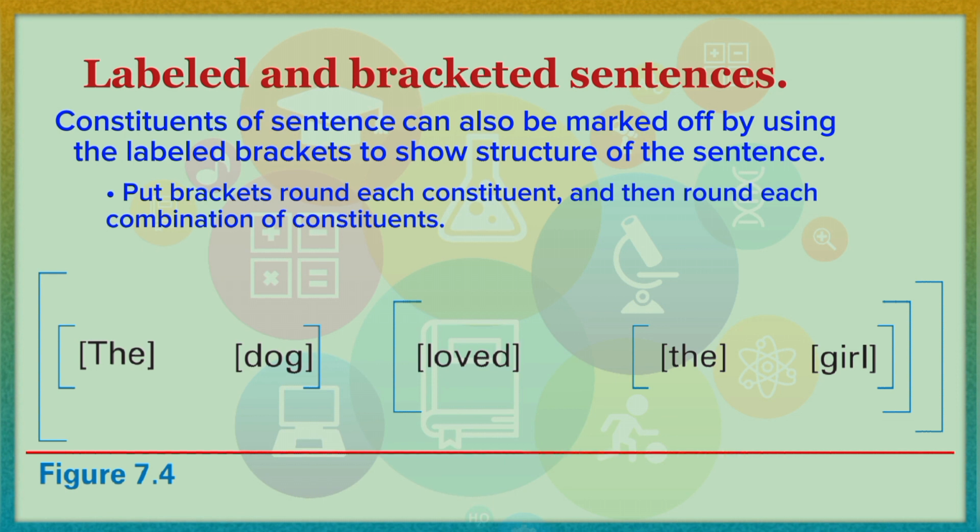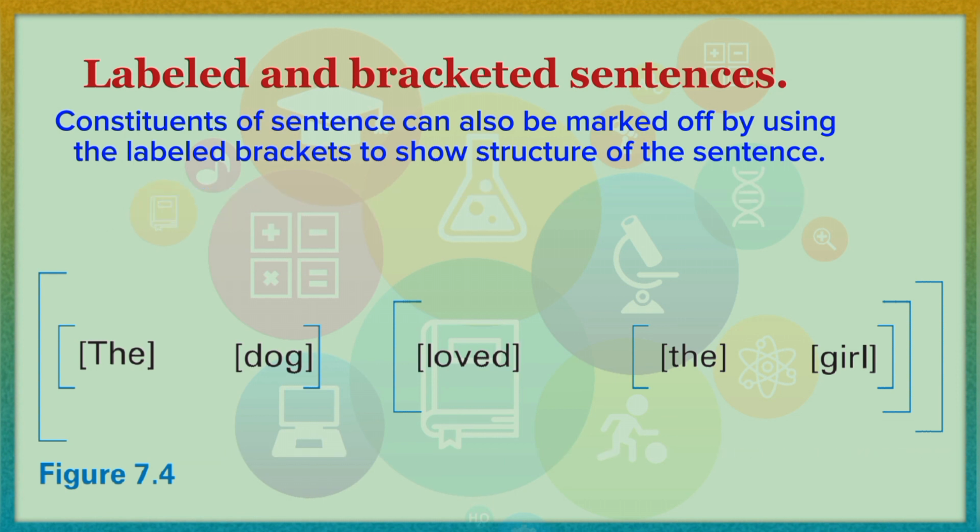the girl." We can then label these constituents by putting the abbreviated grammatical terms beside each bracket that marks the beginning of a constituent, for example, art for article, V for verb, N for noun, VP for verb phrase, NP for noun phrase, and S for sentence.